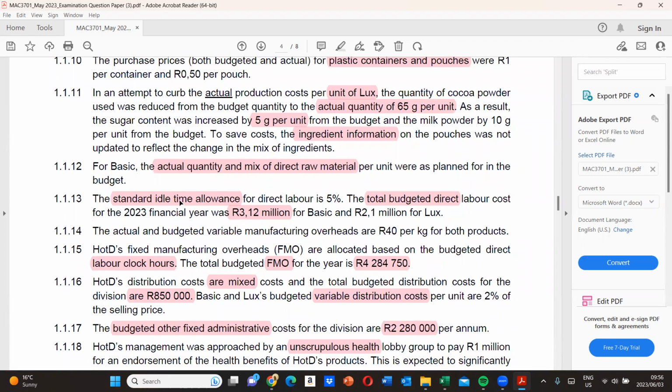So here we're told the standard idle time allowance for direct labor is 5%. The total budget direct labor cost for the 2023 financial year was 3.12 million for basic and 2.1 million for lax. So that's what we have in respect to direct labor. But I think, did we not work something about labor?